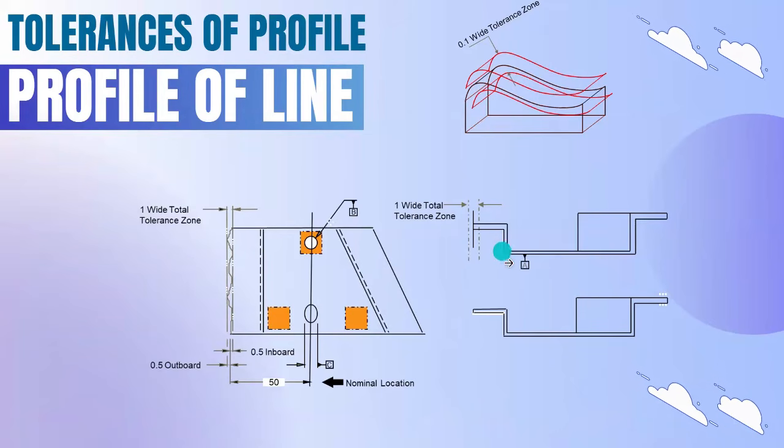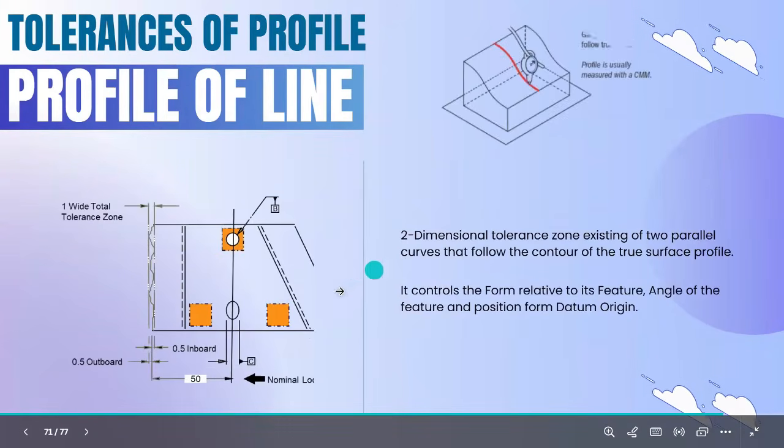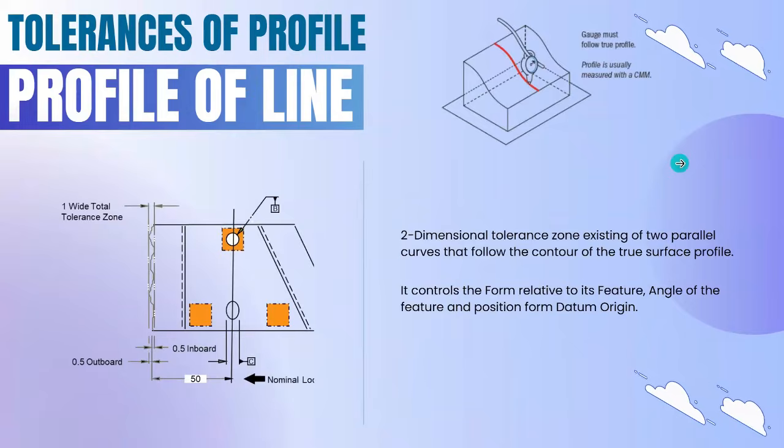So here you can see the side view. It is a two-dimensional tolerance zone consisting of two parallel curves. For example, here there is a line, so it will act like two parallel lines. If there is any curve, at the right top you can see the 3D view, it is a curve. So the tolerance will be like two parallel curves. So it controls form relative to its feature, angle of the feature, as well as position from the datum.